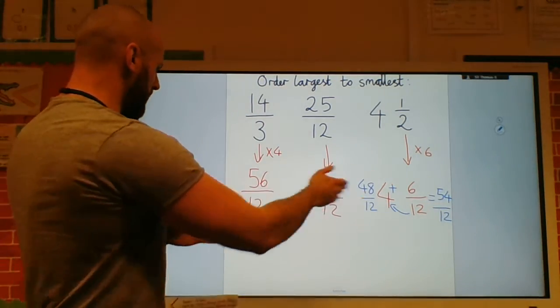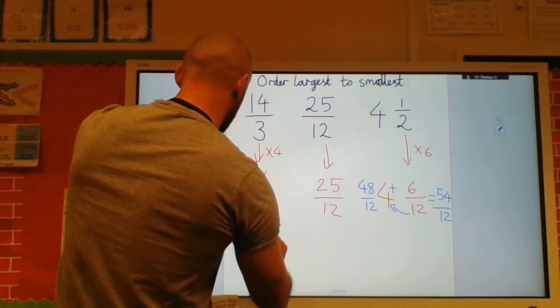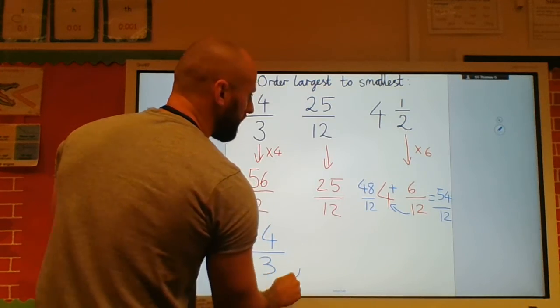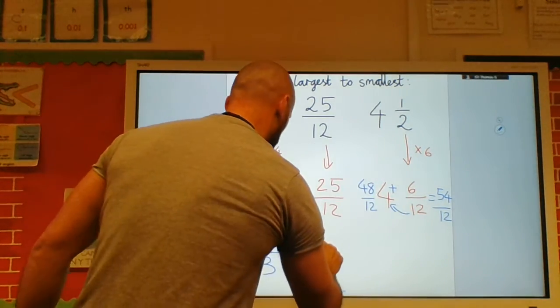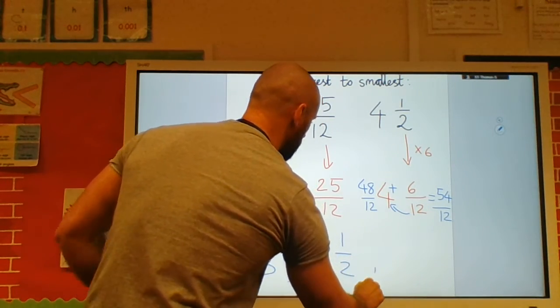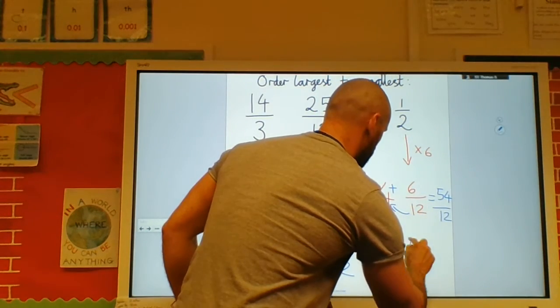And now I'm ready to compare. Well, which is the greatest? Oh, 56 twelfths. So that must be the largest is 14 thirds. The next one, 54 twelfths. So 4 1/2. And then the smallest, just 25 twelfths. There.